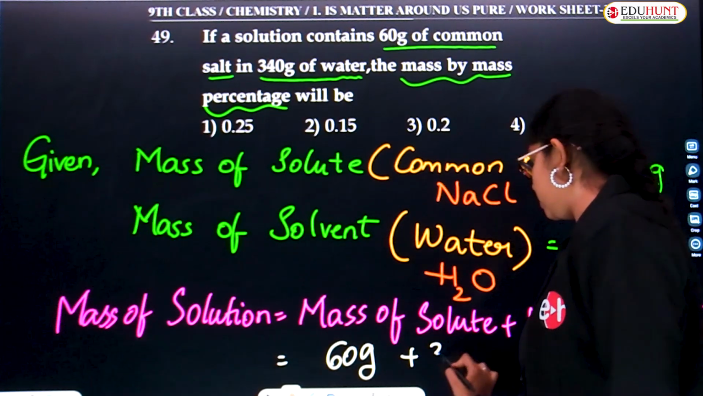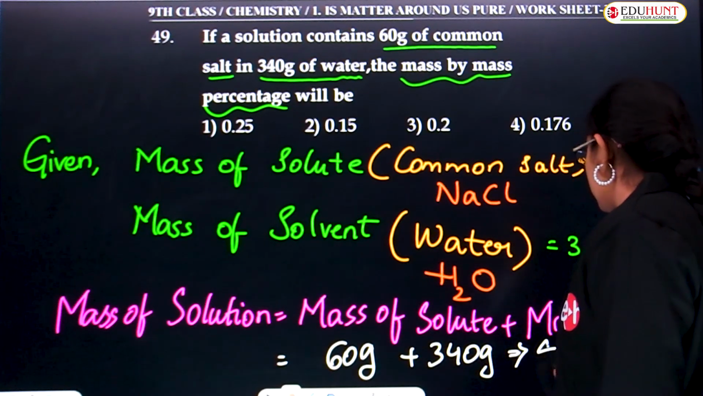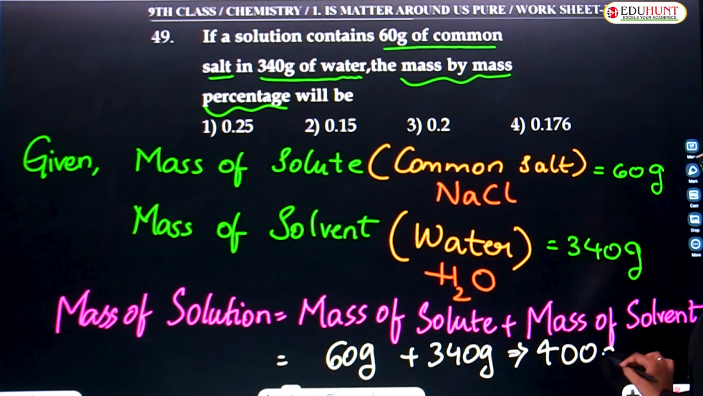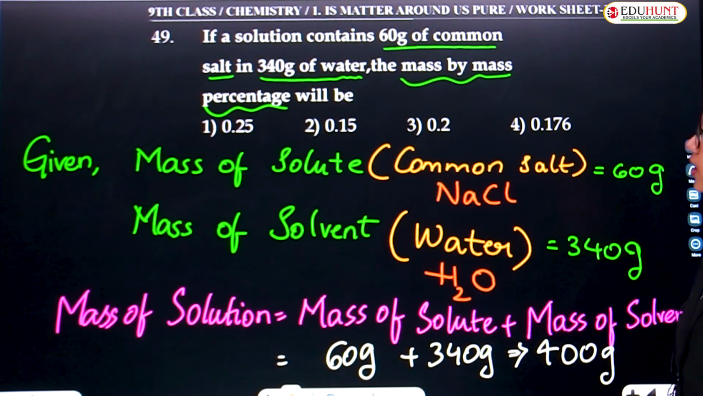340 grams. Very good. It gives rise to 340 plus 60. How much? 400 grams. This is the required mass of solution. So if I want to continue the particular sum, I'll just add the page. I'll just write over here, children.